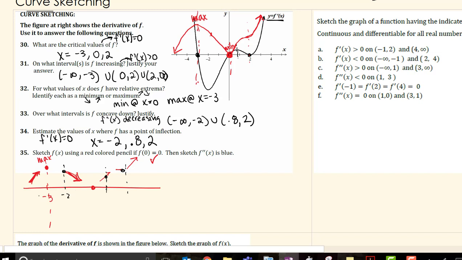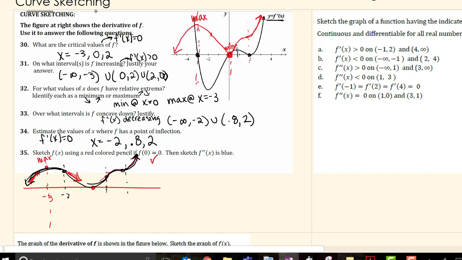So we are going concave down, we're decreasing, then we are concave up, then we are concave down, then again we are concave up. So you're just coloring in the information that you're already given. Let's get this next guy done.